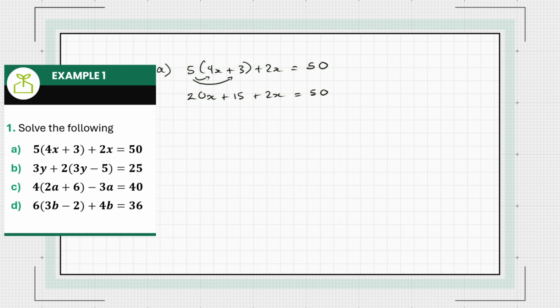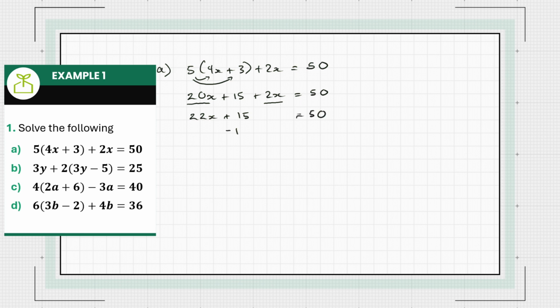Now we need to simplify, and simplifying means add like terms. So like terms have exactly the same pronumerals. In this case 20x and 2x both have the pronumeral x, so we can group them together. So this becomes 22x plus 15 is equal to 50.